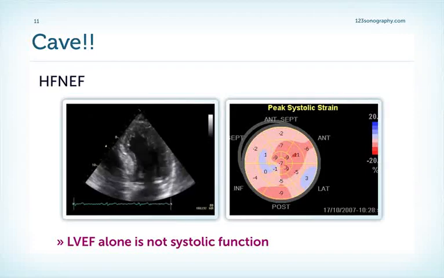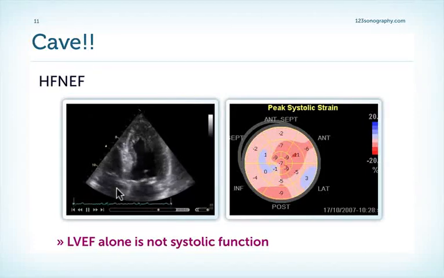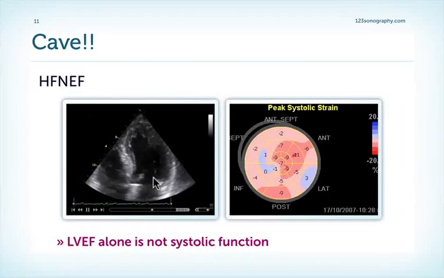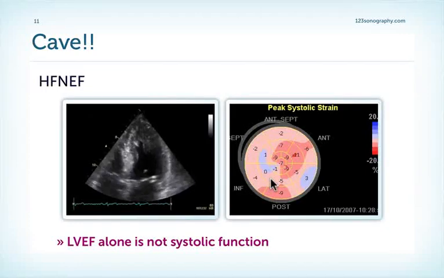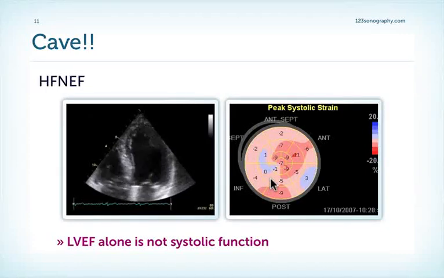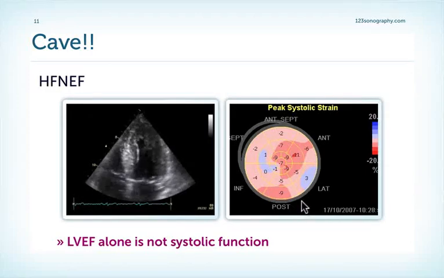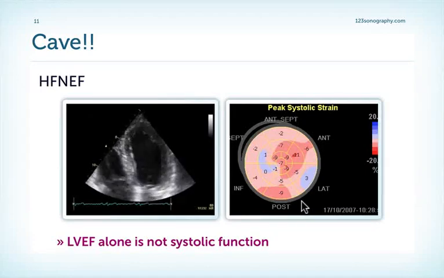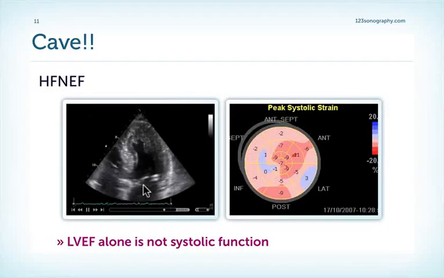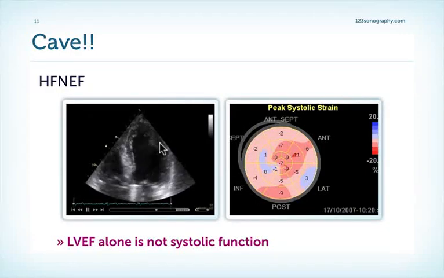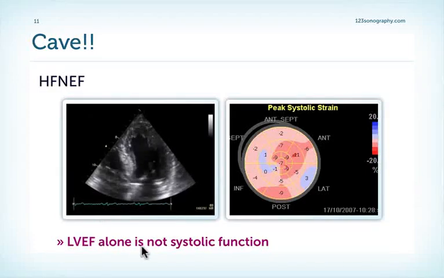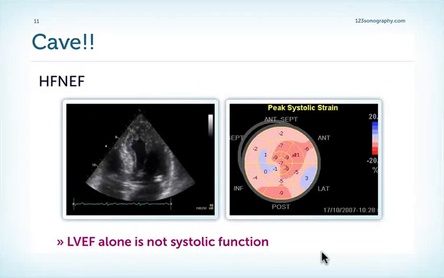This is an example. Here we have a patient who has severe left ventricular hypertrophy, as you can see, and normal or even hyperdynamic left ventricular function. However, on the right here you see a strain analysis which investigates longitudinal contraction, so contraction in this direction, and you can see the values are very low. Normally you would expect values above, I would say, minus 14 or 15%. Here the values are much lower, which shows that the patient already has significantly disturbed systolic function. So ejection fraction alone is not systolic function. Keep this in mind when you investigate patients for diastolic function.